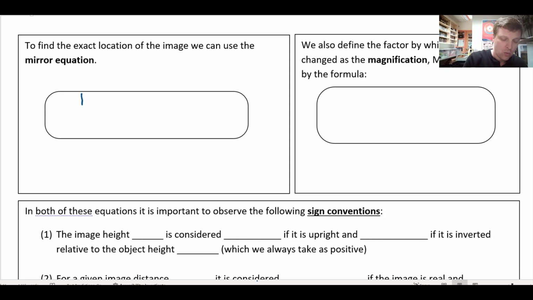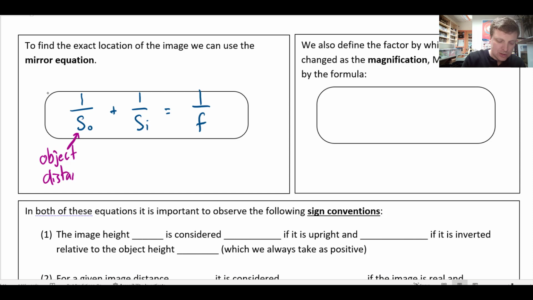It says 1 over SO plus 1 over SI equals 1 over F. Okay, and so what do all of these things mean? SO is my object distance, which is to say, how far in front of the mirror do you place the object? Like we saw with our concave mirrors, where you place the object changes where the image shows up.